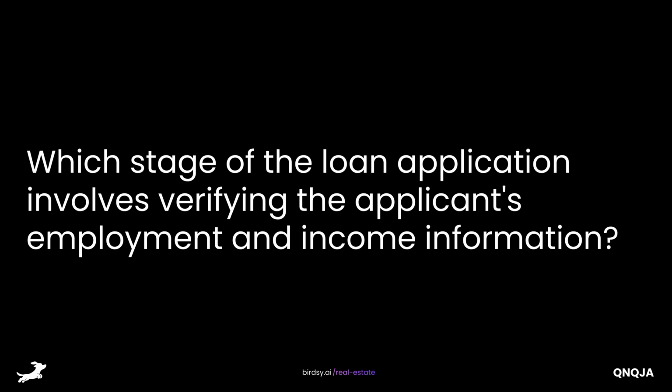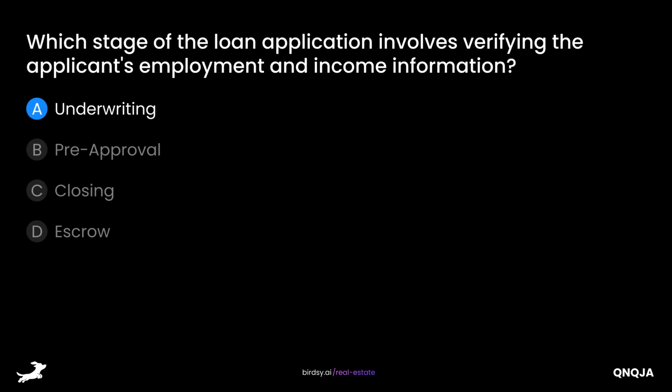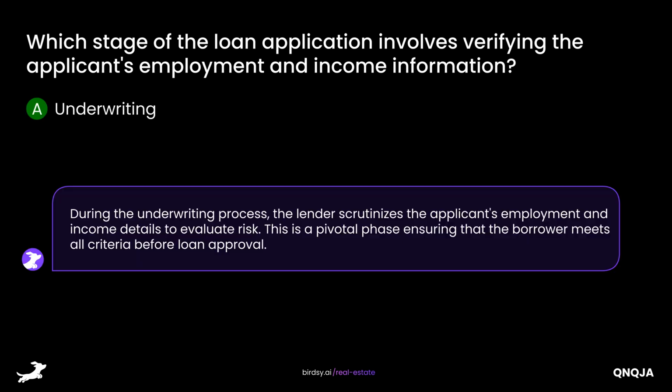Which stage of the loan application involves verifying the applicant's employment and income information? Is it A, underwriting, B, pre-approval, C, closing, or D, escrow? The answer is A, underwriting. During the underwriting process, the lender scrutinizes the applicant's employment and income details to evaluate risk. This is a pivotal phase, ensuring that the borrower meets all criteria before loan approval.